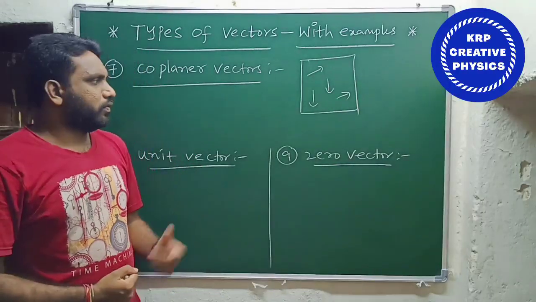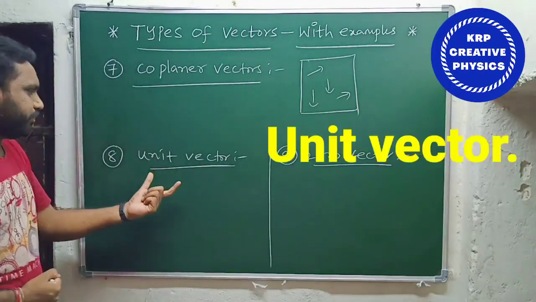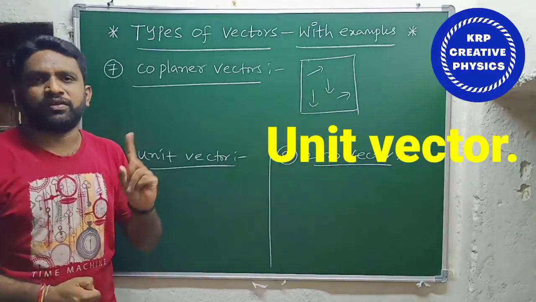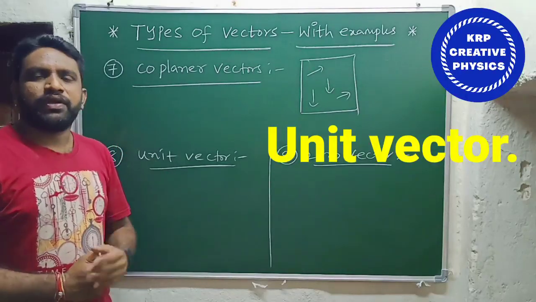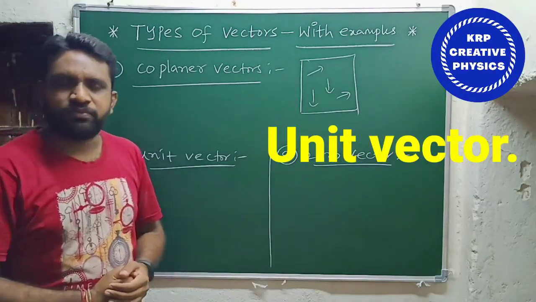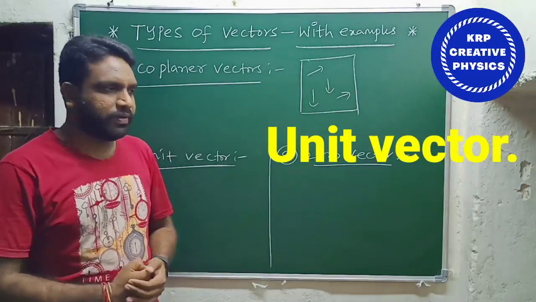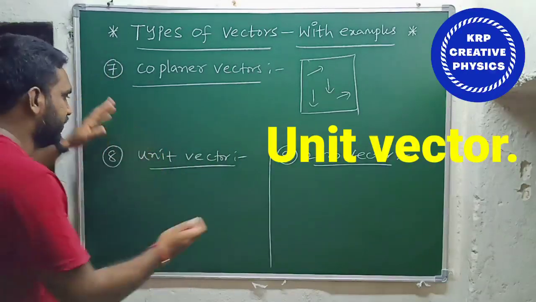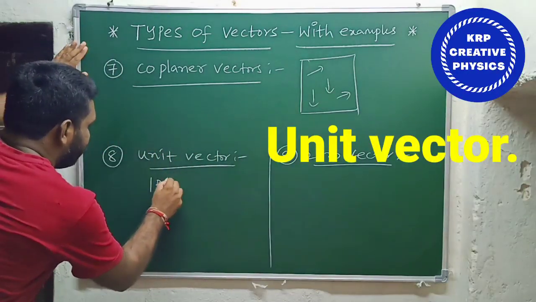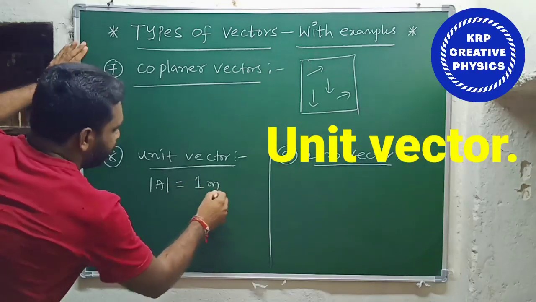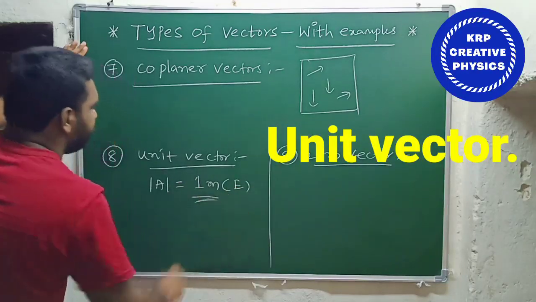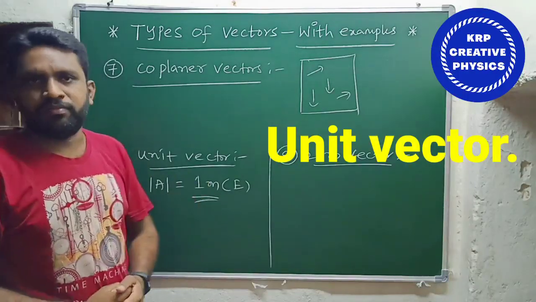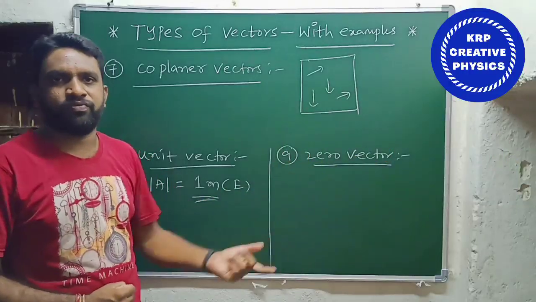Okay friends, let's learn the unit vector here. What is meant by a unit vector? Unit means one. According to physics, unit means one. So it's very simple. If the magnitude of any vector becomes 1, then it is said to be a unit vector. Once again I am repeating: if the magnitude of any vector becomes 1, then it is said to be a unit vector. For example, if the magnitude of vector A is 1 meter in east, then it is the best example of a unit vector. Later on we are going to learn how to find the magnitude. I am just going to explain the basic types of vectors.